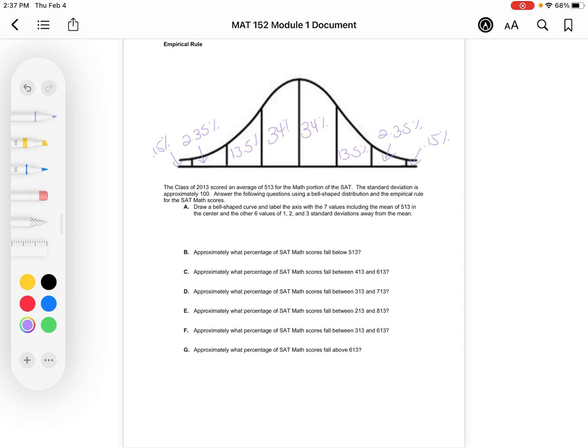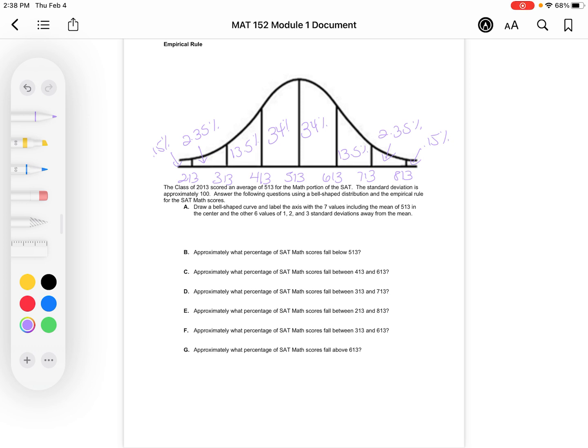And then I encourage you to put the mean in the middle, then use the standard deviation to put on each of the lines. So I'm going to go up 100 each time and then down 100 each time. And then I can answer the questions. So I've drawn the bell-shaped curve. I've labeled everything that I need to label with the percentages and the values.